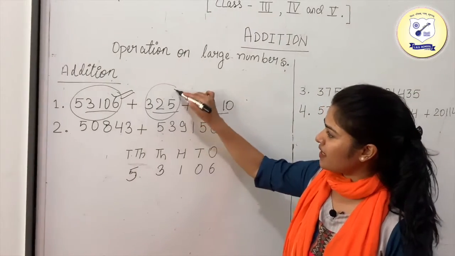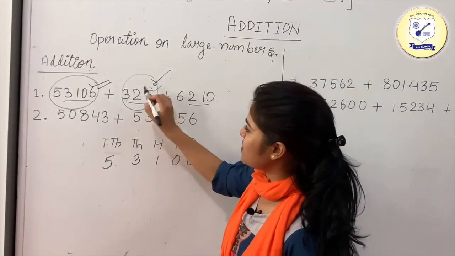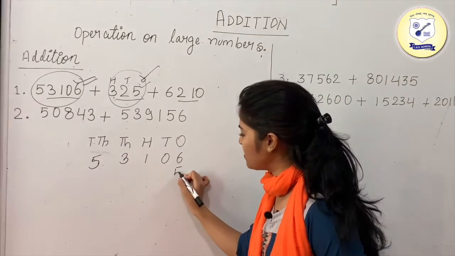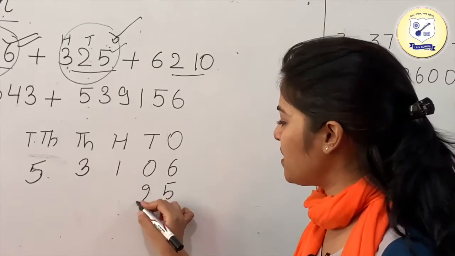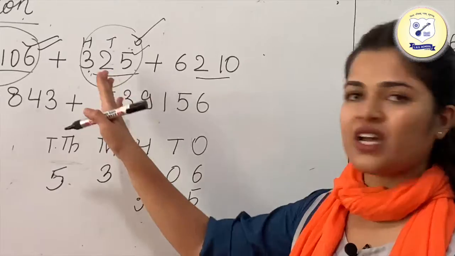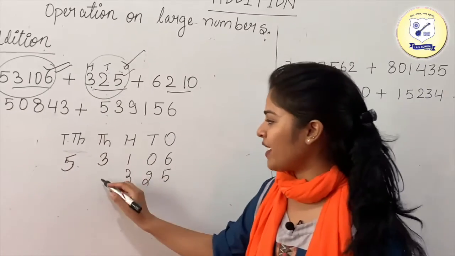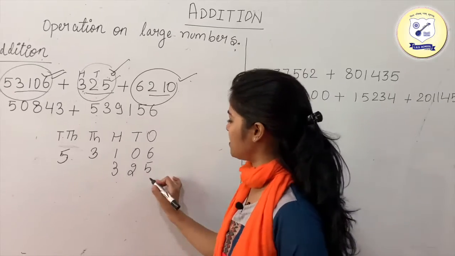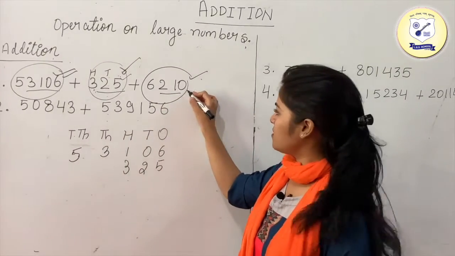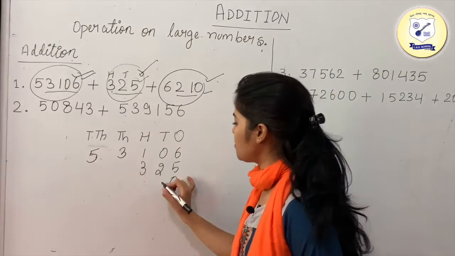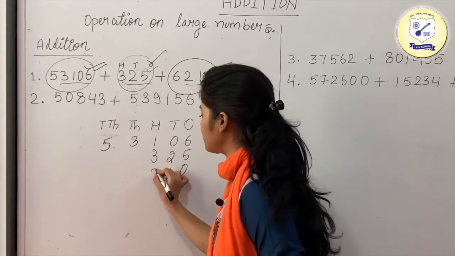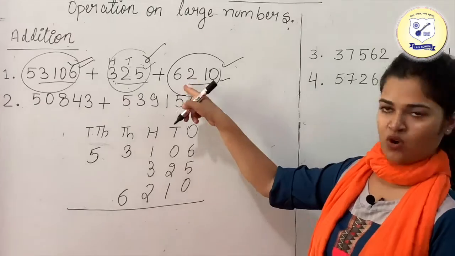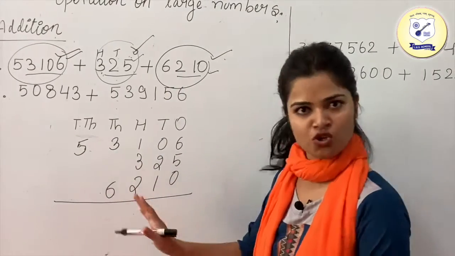Now move to this second number, 325. This is on ones place, this number is on tens place, and this is on hundreds place. So write it down here on the ones place value, 2 is on tens place value, 3 is on 100 place value. Since we are not having more than 3 digits, so we won't write on thousands and 10,000s place. Now we are having 4th number, which is 6,210. 0 is on ones place, 1 is on tens place, 2 is on hundreds place, and 6 is on thousands place. We are not having the number on 10,000s place, so this place should be blank.